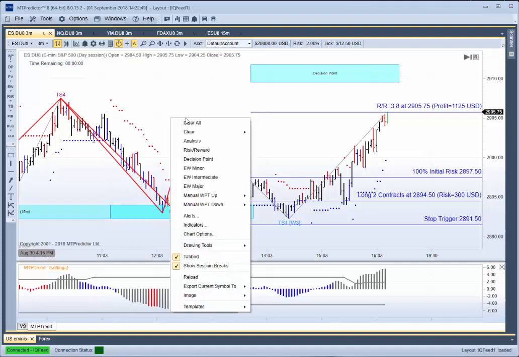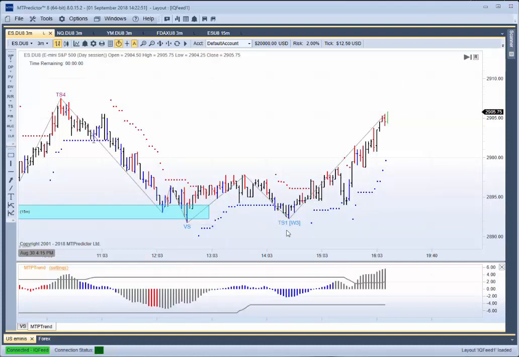If you'd have missed this one, there was a great example of our wave 3 trade setup a bit later in the day. For you guys who've been following MTPredictor for a while, you'll know that these are basically off an Elliott wave 3, or looking to trade an Elliott wave 3.